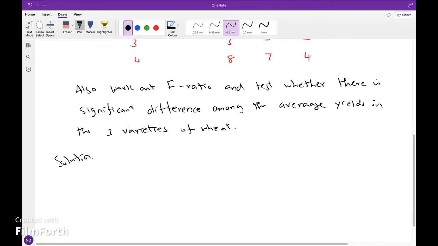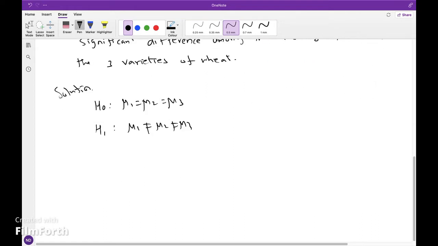Solution. First fix the null hypothesis. H0 is mu1 equal to mu2 equal to mu3. That means the average yield of the 3 varieties of wheat are the same. The alternative hypothesis is mu1 not equal to mu2 not equal to mu3, not the same. First let us apply the F test to test the above hypothesis.